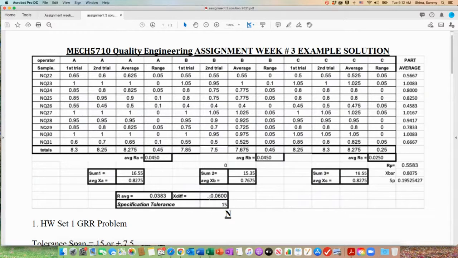And the XDiff, which is the difference between the 3 operators. The 3 operators have an average of 0.82 for operator A, 0.76 for operator B, and 0.8275 for operator C. So the difference, XDiff, that's the difference between the operators, is 0.0675.